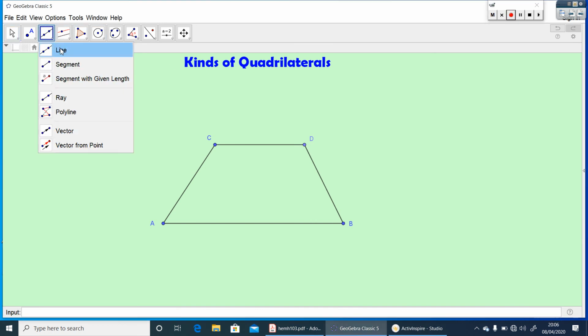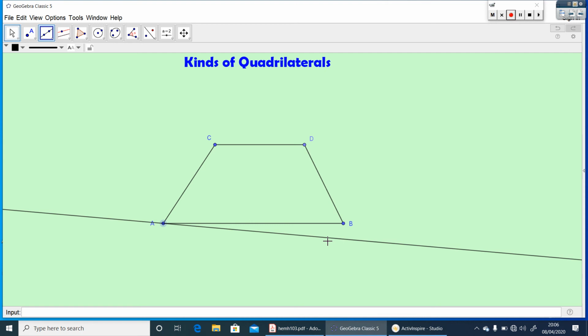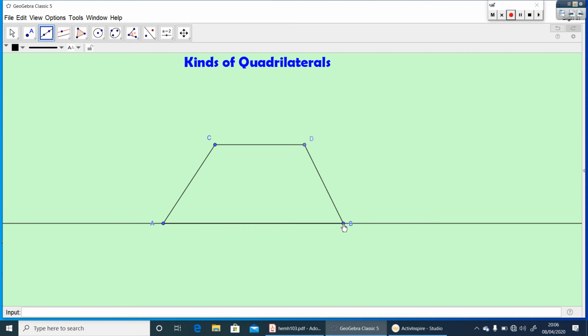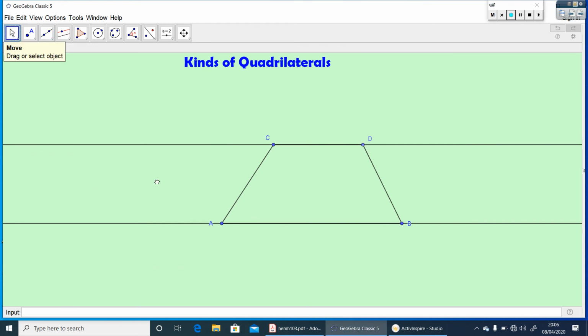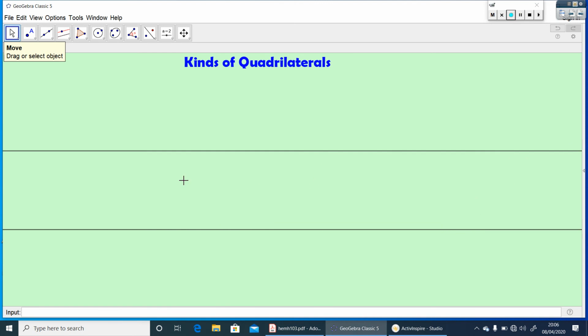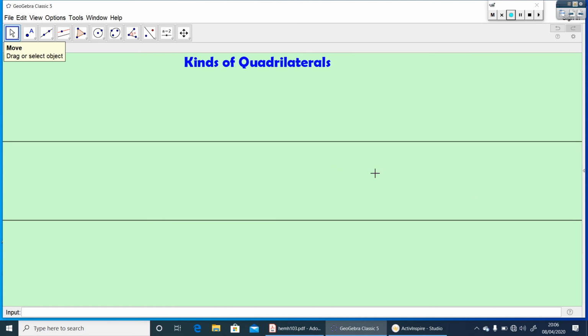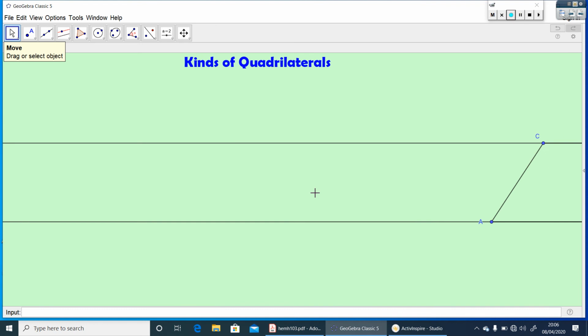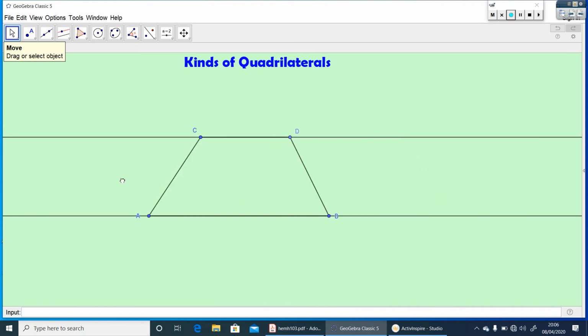Let me draw a line through AB and through CD. Now let us see what happened to these lines. These lines are not intersecting each other. So we can call these parallel lines. That means the opposite sides AB and CD are parallel.